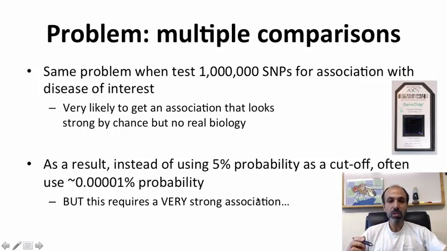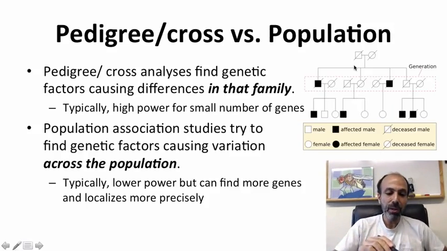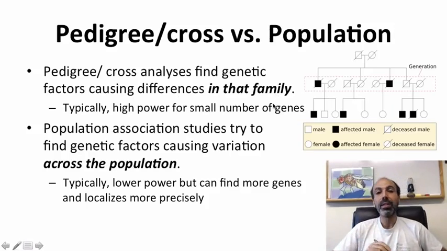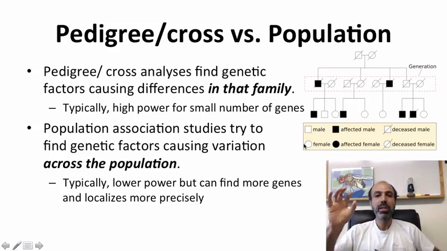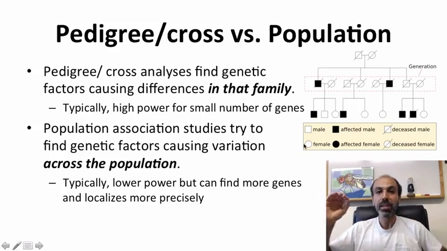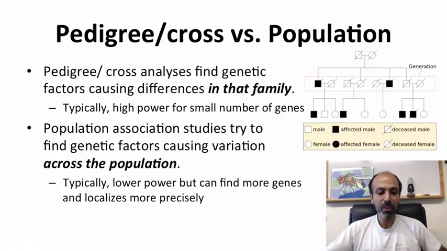So let's contrast these two types of studies, pedigree cross versus population. Again, with a pedigree cross, you're finding genetic factors that cause differences in that family. So you have high power for a small number of genes because probably within a particular family, there's not tons of genes with allelic variation contributing to diabetes, breast cancer, nephropathy, whatever.